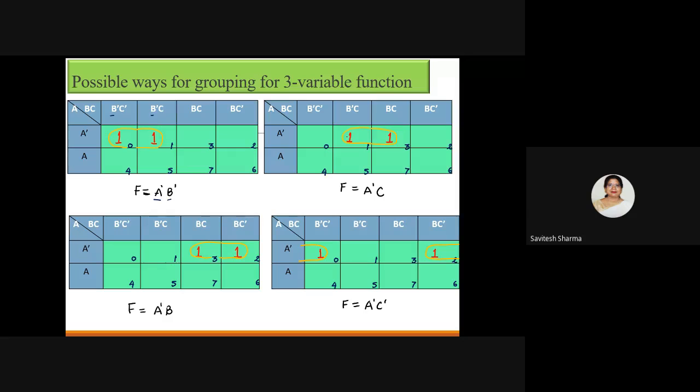Suppose this is another case. If your 1s are like this, then what will be the expression? See the A variable, it is A complement, you will note down. See this BC, what is common here? C is common, so you will note down C. So the expression for this pair is A complement C. See, this is another case. I am showing you the cases and telling you how to write the expression for each. For the third case, A complement, and for this, B is common here, so I will write B.